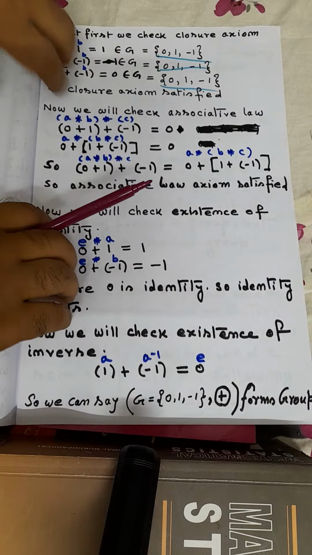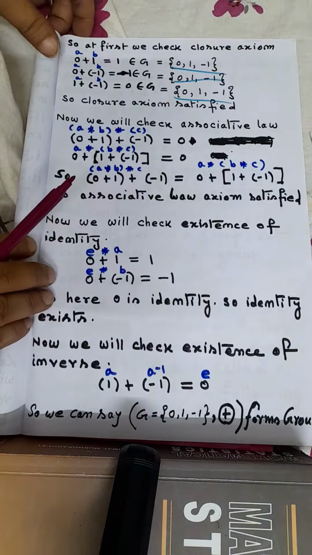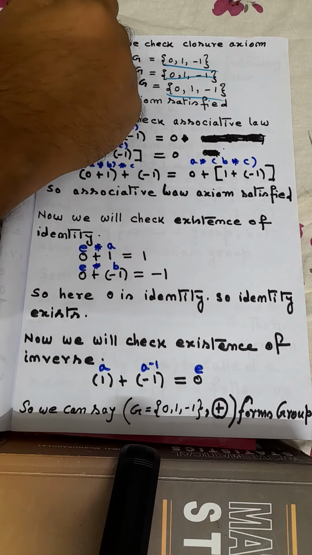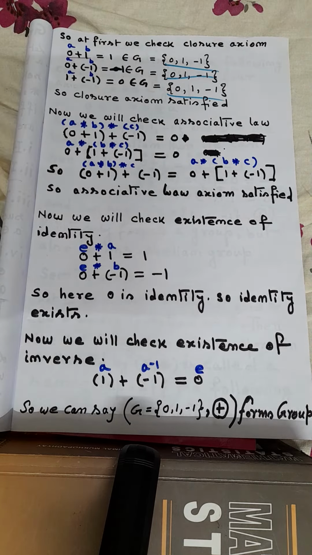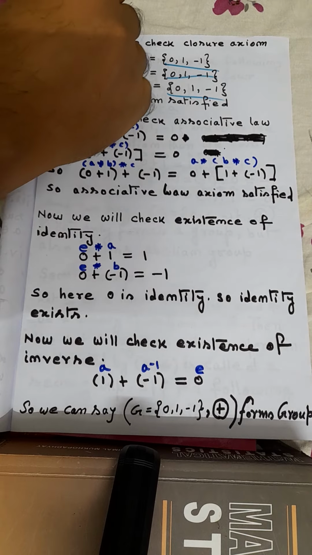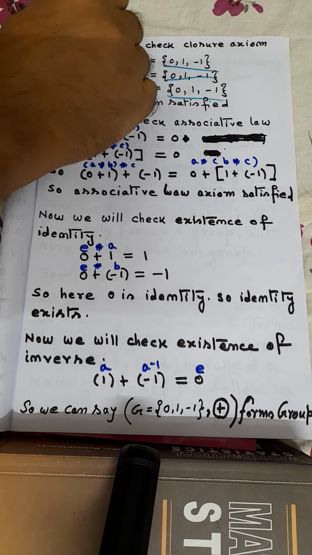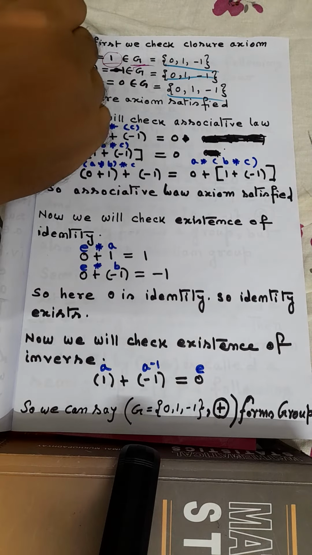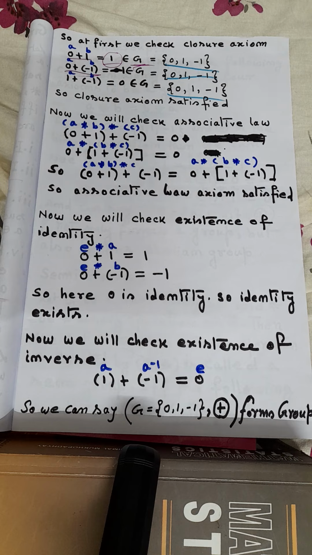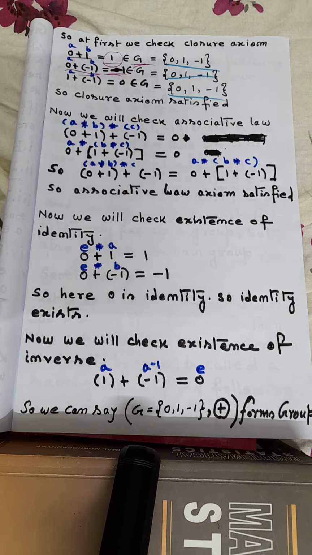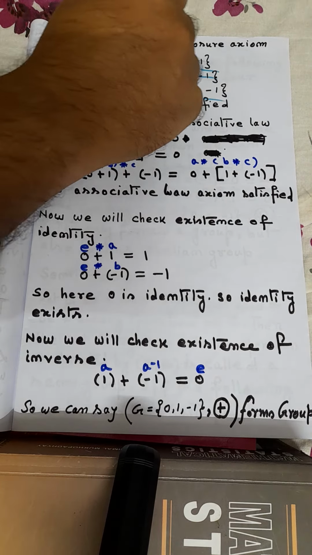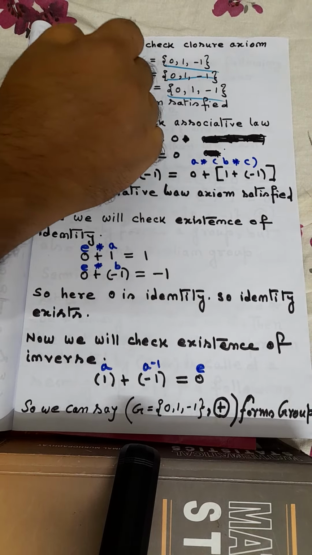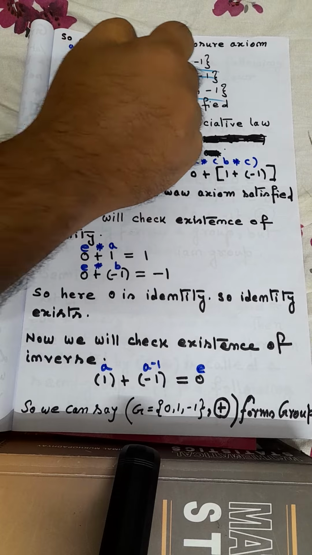So for that how we will proceed? We will proceed like this. First we will add 0 plus 1 and check what will be produced. If we add 0 plus 1, it will produce 1, and 1 belongs to G, correct? Then we will add 0 with -1. What we will get? -1, correct? That also belongs to G. Then we will add 1 and -1. What we will get? 0. That also belongs to G, correct?